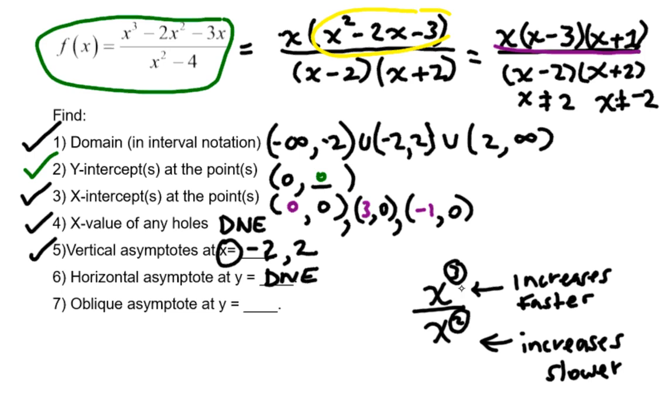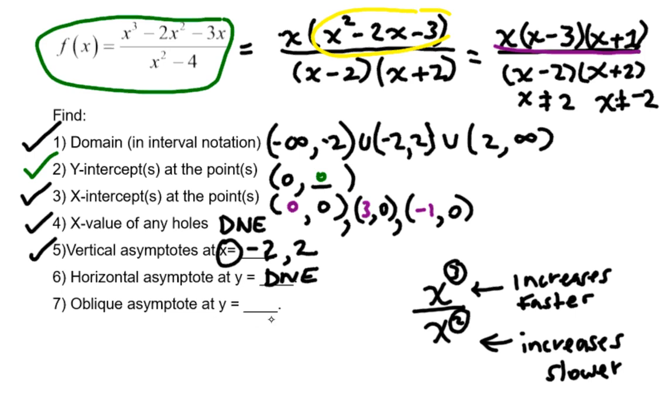Or if the degrees are the same, and then you take the ratio of the two lead coefficients. So I'm just giving you a quick reminder to read that from the textbook. There are some basic guidelines of how to know what your horizontal asymptote should be, if there is one.